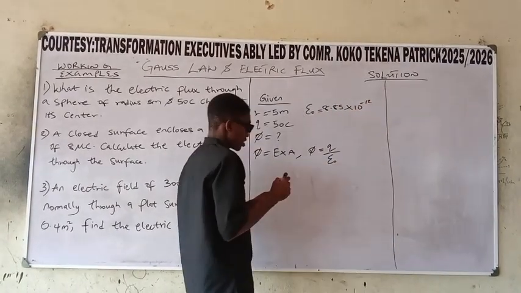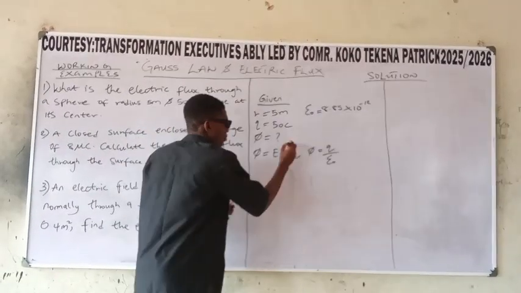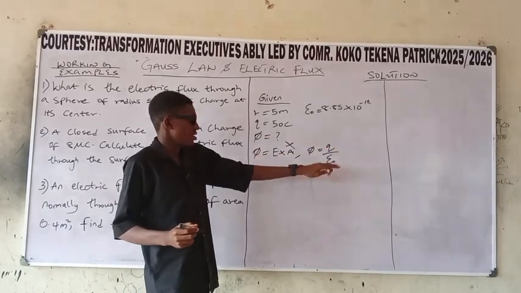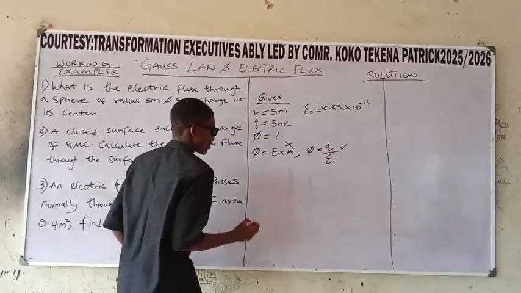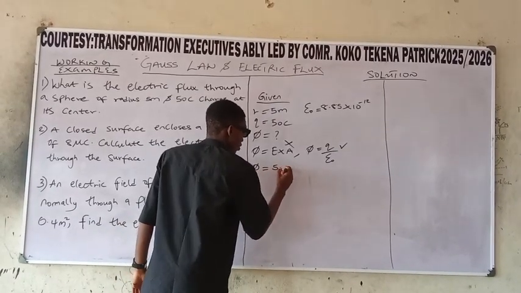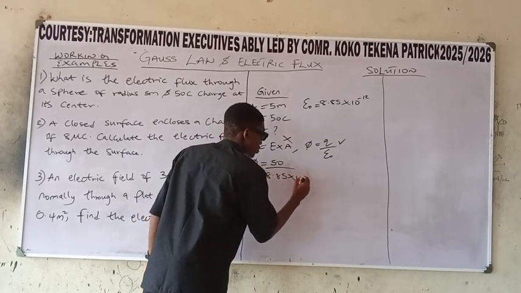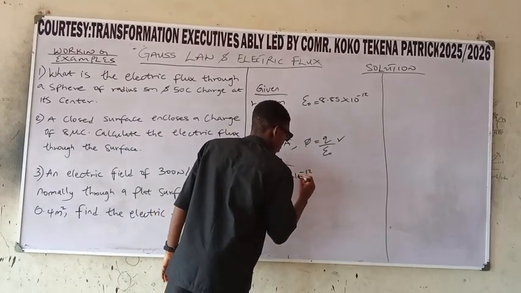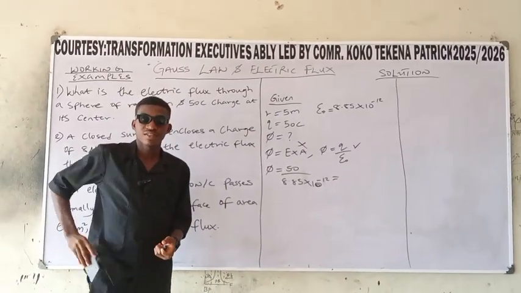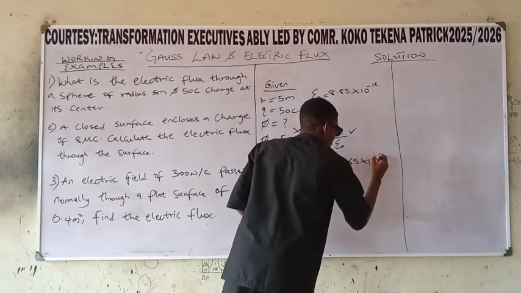This is a constant. So from our first formula, do we have E? No. Do we have A? No. So this formula won't work. Second one, do we have Q? Yes. Do we have E naught? Yes. So this is the best formula to use in solving this problem. So now we can say our flux equals Q, 50, all over E naught, 8.85 times 10 raised to power minus 12. If you punch this in your calculator, you get 5.65 times 10 raised to power 12.